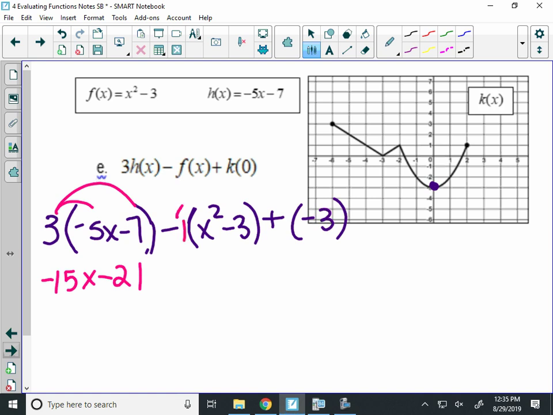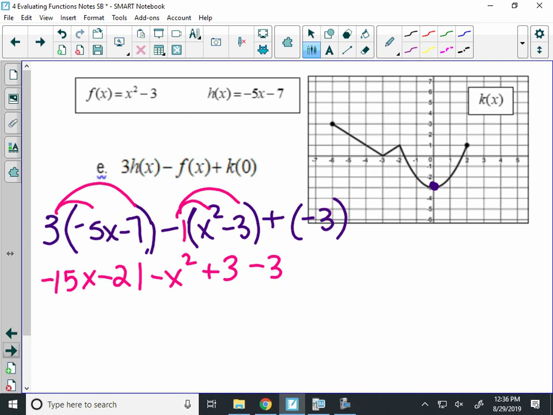And then I distribute my negative. So minus x squared plus 3. And which sign do I get for the last one here? Minus 3. Yeah, plus and negative is just like a subtraction. And all we have left to do is combine like terms.